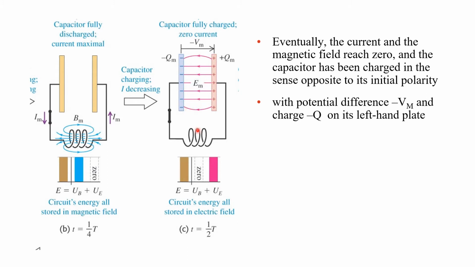polarity. If you have observed earlier, this side here was your positive plate, and this side here was your negative plate. But as soon as your capacitor charges in the opposite polarity, this now here is your negative plate, and this is your positive plate. The capacitor is now fully charged, and the current here is now zero. The circuit's energy is all stored in the electric field. So there was a change in the storing of your energy from the magnetic field back to your electric field.